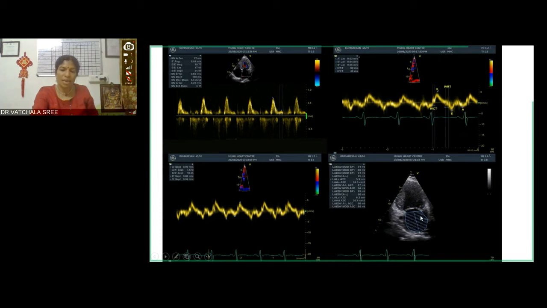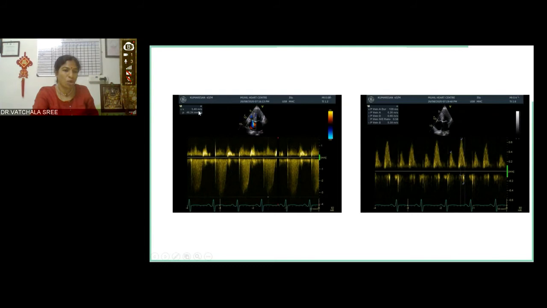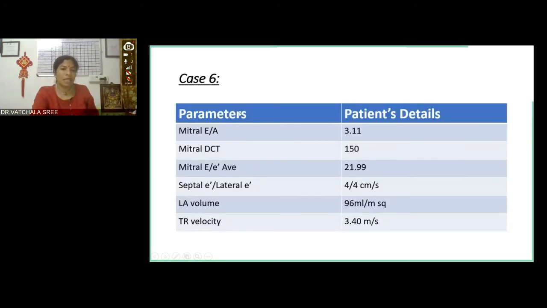And we also measured the index LA volume. And he's also got significant tricuspid regurgitation, TR velocity more than 2.8, 3.4 meters per second with a gradient of about 46, 47. Just measured the pulmonary vein Doppler out of interest, and his numbers are the E/A is 3.1, clearly more than 2, and the E by E dash average is 21.99. So that's not sounding good. So clearly he has grade 3 diastolic dysfunction and his prognosis is poor. His LA volume is more, his septal E dash and lateral E dash are also less than the criteria, and his TR velocity is more than the criteria.